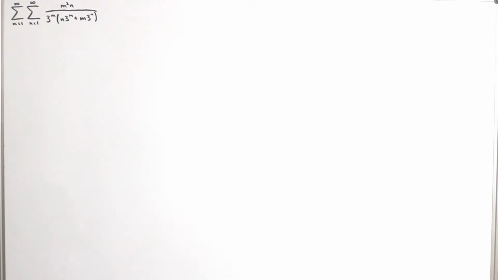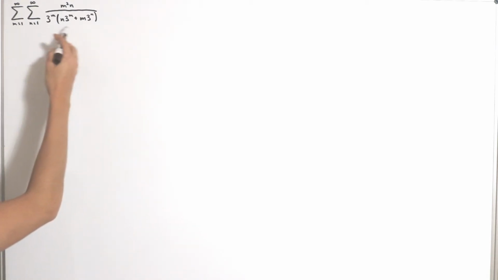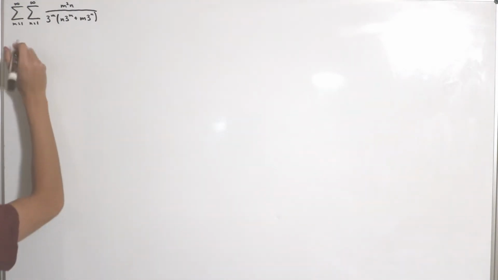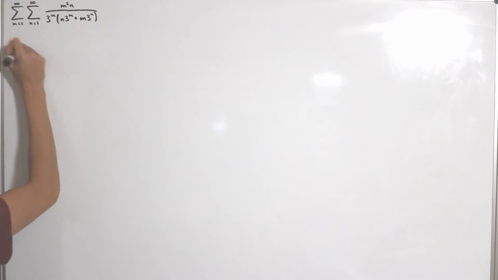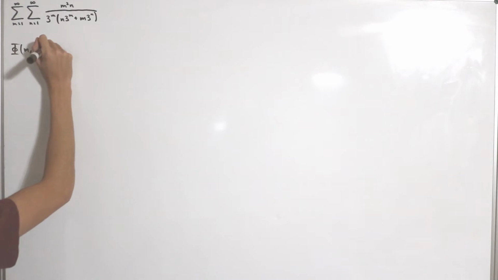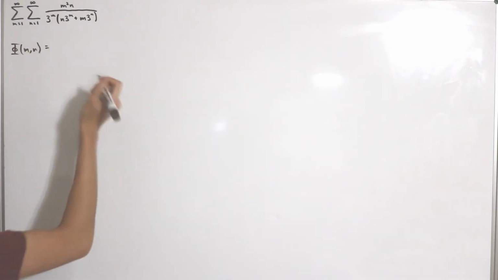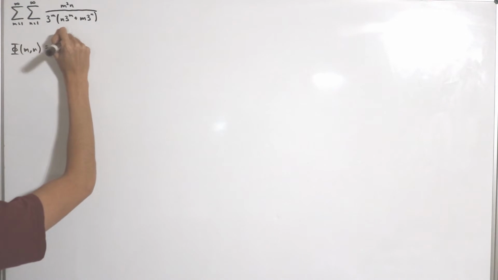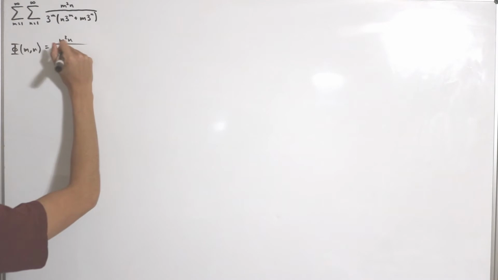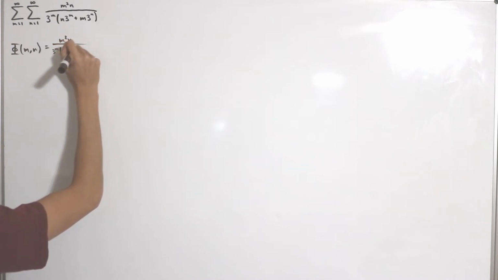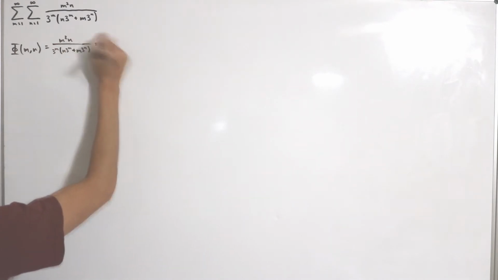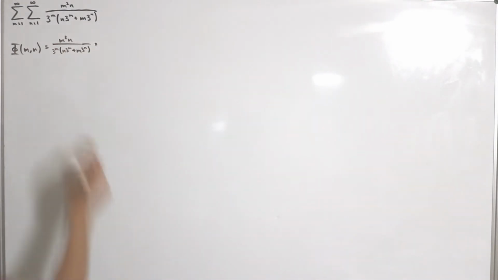So let's get started. Let's focus on the sequence inside. I'm going to define it as a function dealing with two variables. I'm going to define this to be capital phi of m comma n, and that's equal to m squared n, divided by 3 to the m, n times 3 to the m plus m 3 to the n.